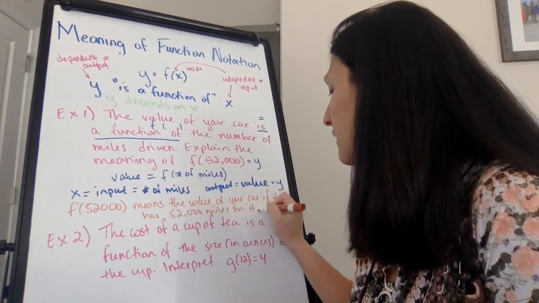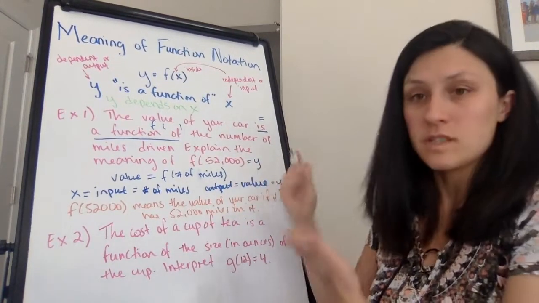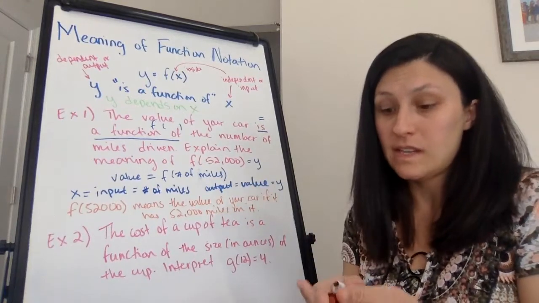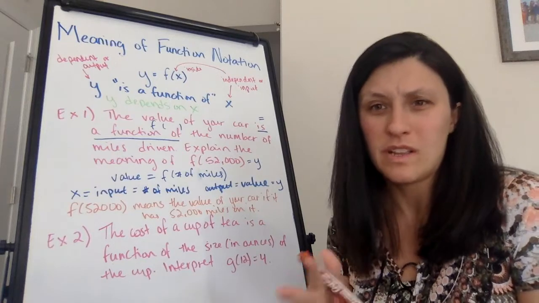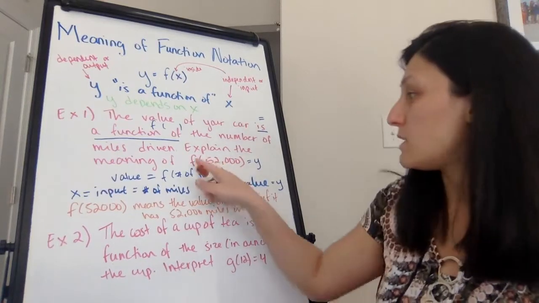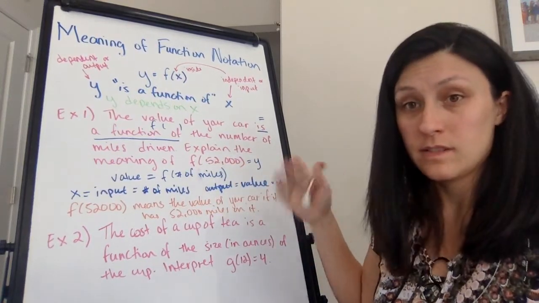Now, we don't know what the value is because it doesn't say that it equals a specific number. But if it did, I can tell you the value of my car when it had 52,000 miles was about $24,000. So that would say equals 24,000, something like that.